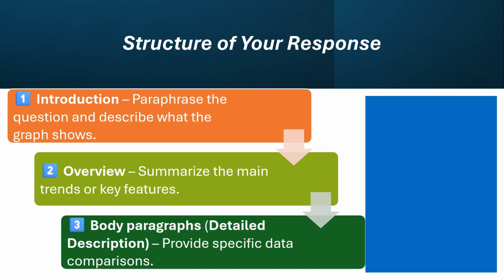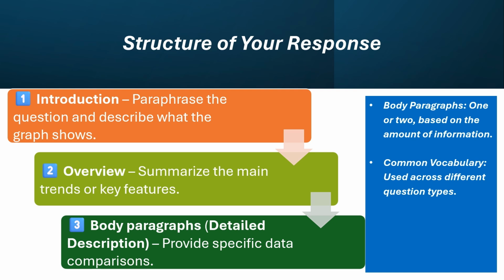Finally, in the detailed description, you provide specific data comparisons. This is where you highlight major increases, decreases, differences, or trends with actual figures from the visual. The number of body paragraphs in the detailed description can vary. You might write 1 or 2 paragraphs depending on the complexity and amount of information in the question.